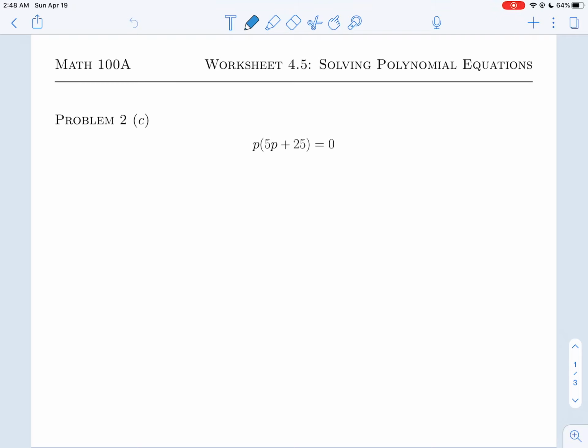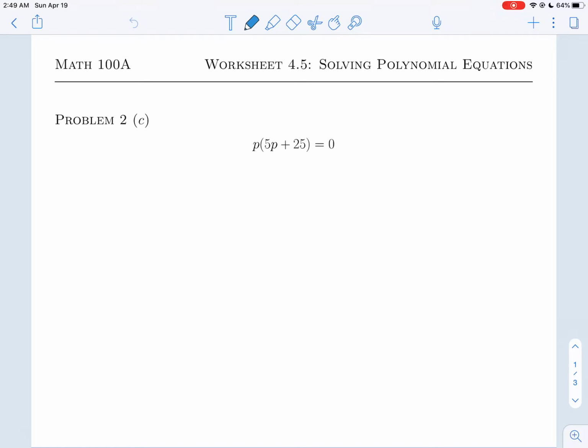We're given that P times the quantity 5P plus 25 is equal to 0. Now real quick before I jump into actually solving this, note that this isn't in fully factored form, right? In that second term, that 5P and 25 have a GCF of 5. So to finish factoring this, you'd actually have to pull that 5 out. Now in this section, that's not what we're focusing on though, right? In this section, we're just trying to solve this.